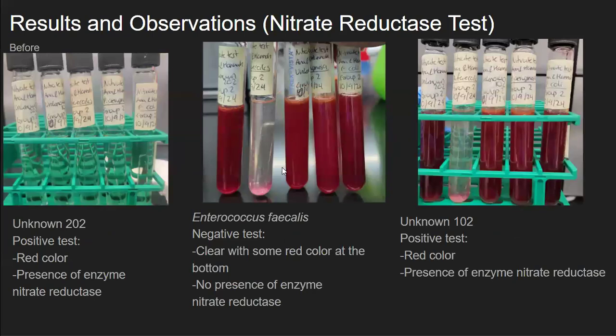Results and observations for the nitrate reductase test. Unknown 202 was a positive test with a red color and the presence of the enzyme nitrate reductase. Enterococcus faecalis was a negative test, which was clear with some red at the bottom but no presence of enzyme nitrate reductase. Unknown 102 was a positive test with a red color and the presence of enzyme nitrate reductase.